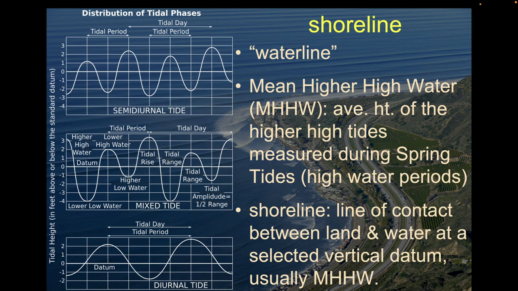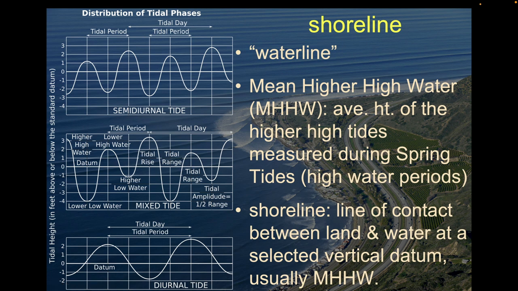And so we can have diurnal tides, which is basically one high, one low a day. Semi-diurnal tides, which is two highs, two lows in a typical day, and those two highs and two lows are pretty similar to each other. Or we can have what we called a mixed, which is the middle here, a mixed semi-diurnal tide.